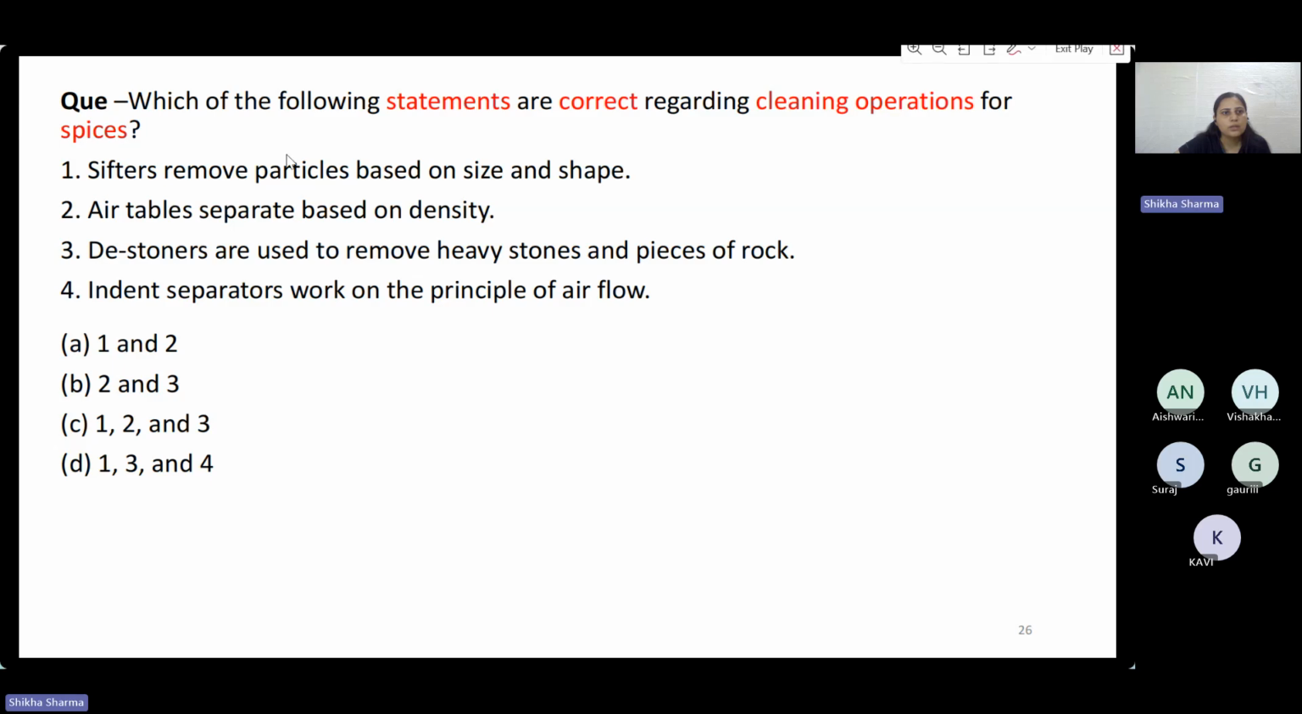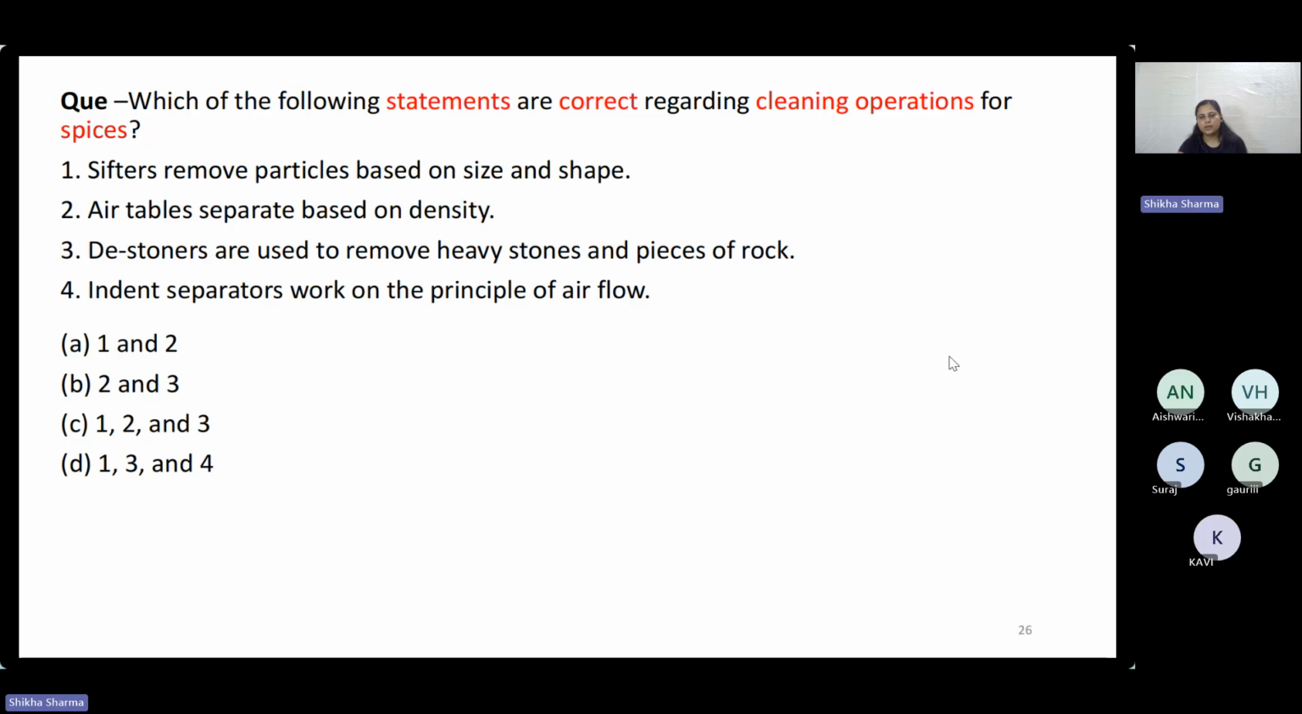So sifters remove particles based on size and shape. Air tables separate based on density. Destoners are used to remove heavy stones and particles, pieces of rocks, and indent separators work on the principle of airflow.